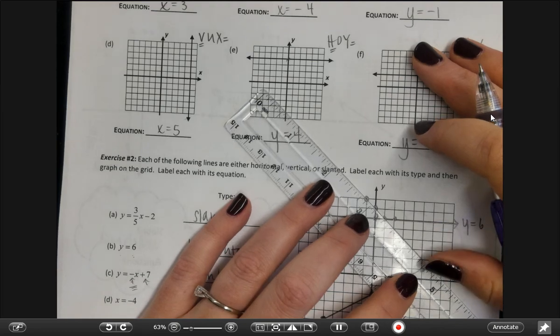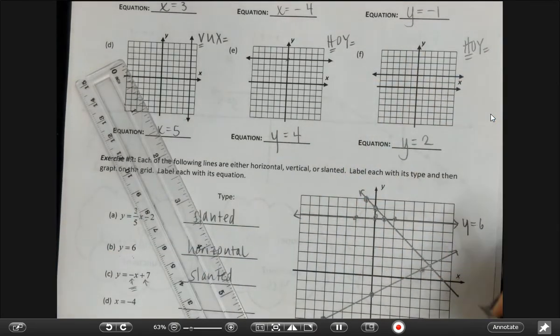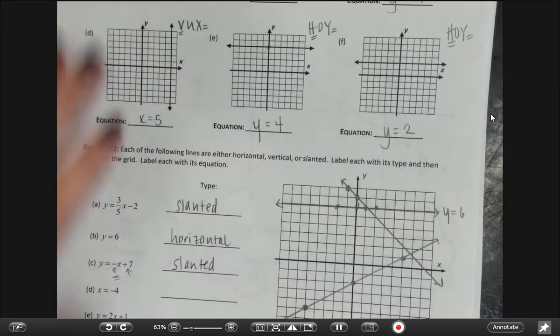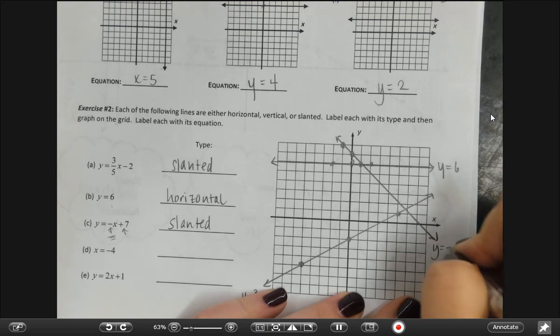Okay, so here we are with this line. Boom, boom, boom, boom, boom. What a beauty. Are we going to name it? Oh, yeah, we're going to name it. Okay, so this was y equals -x plus 7.